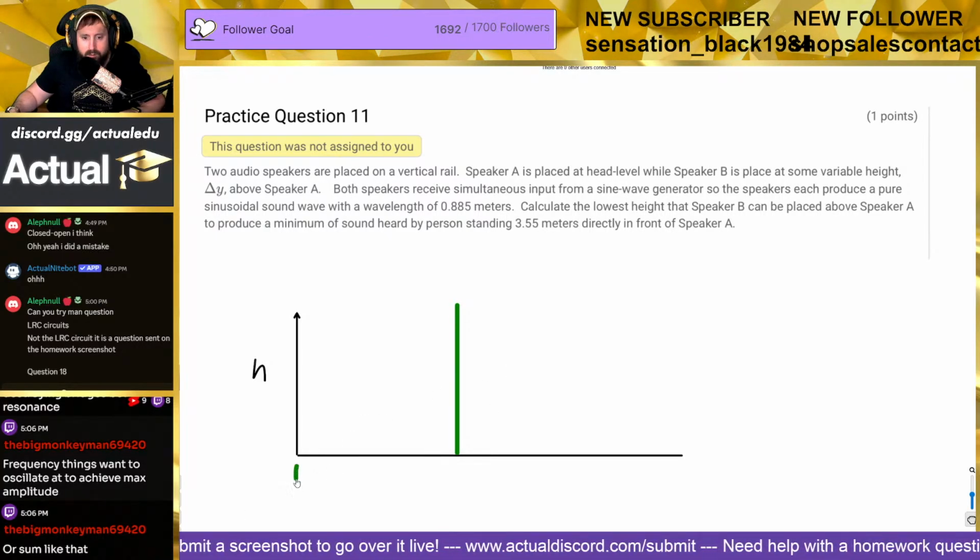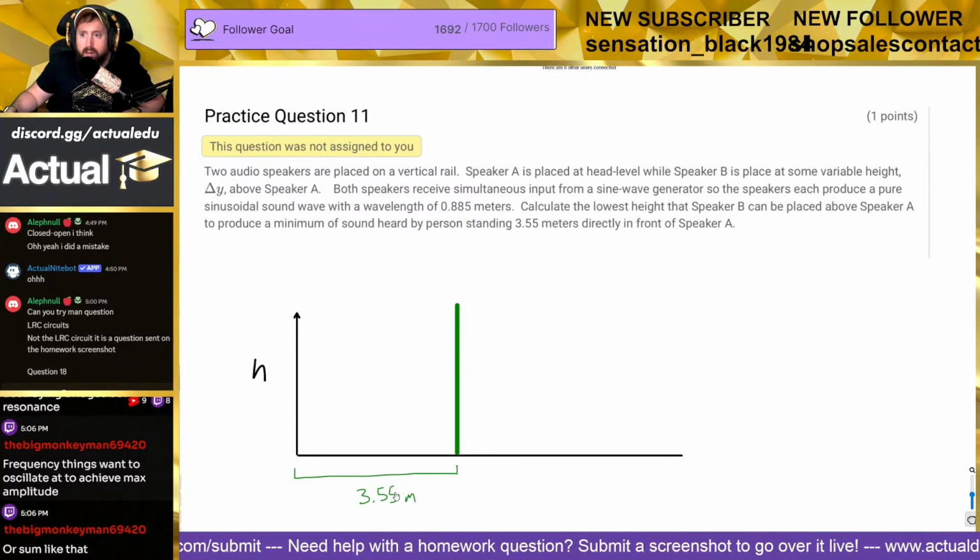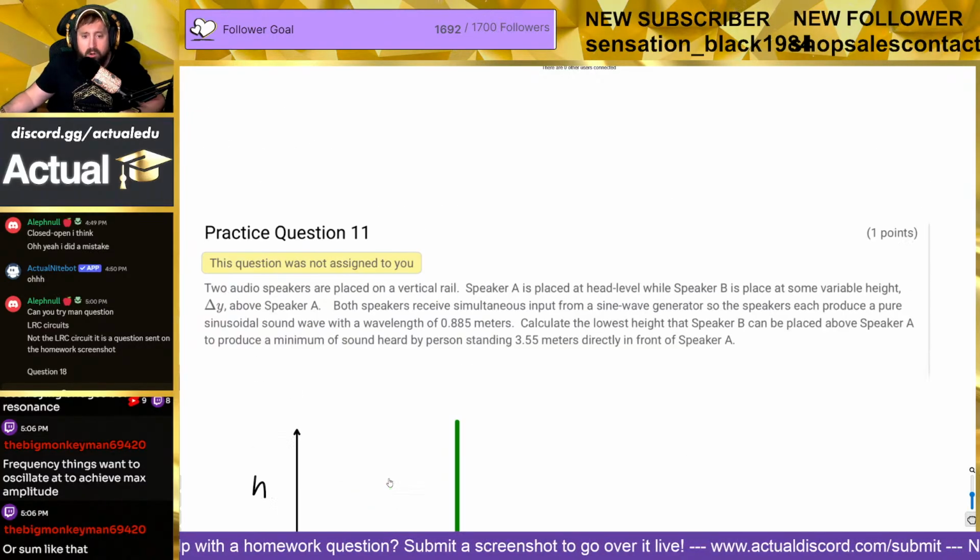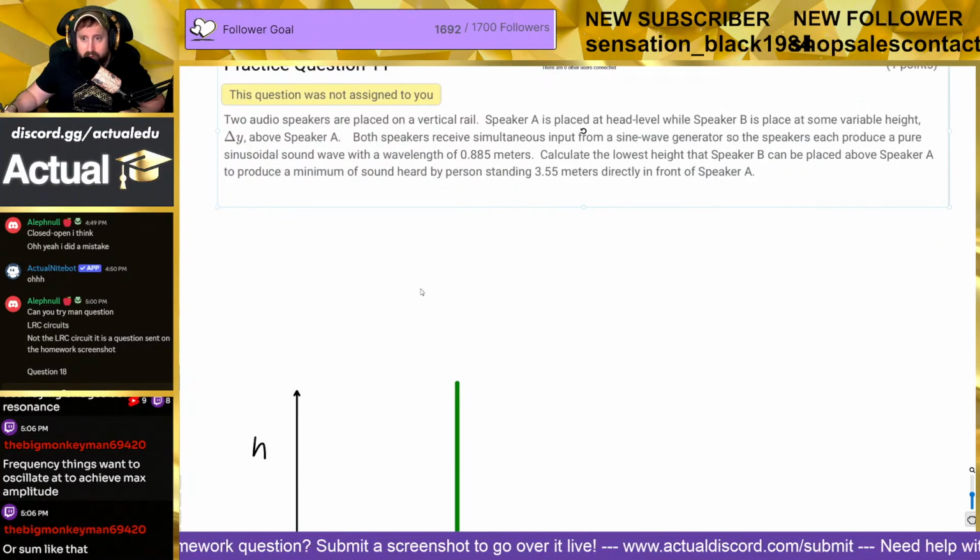And they're a distance, let's get this right. They're 3.55 meters away. And then, oh, and speaker B is above speaker A. Oh, that's cool. So, one sec.